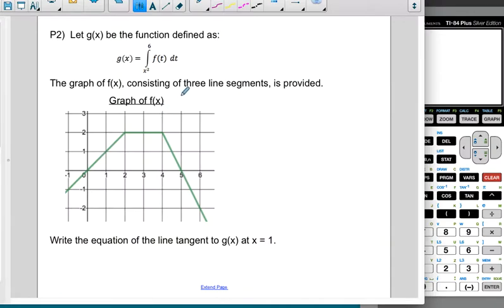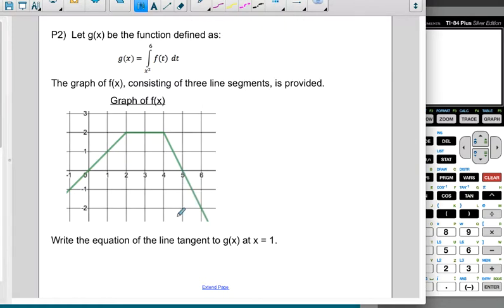You're going to try the same basic thing. So g of x is the integral from x squared to 6 of f of t dt, right? The graph of f of x is here, and you're going to write the equation of the tangent line to g at x equals 1. So go ahead and try it without me if you want. Just pause me. I'm going to walk through it.